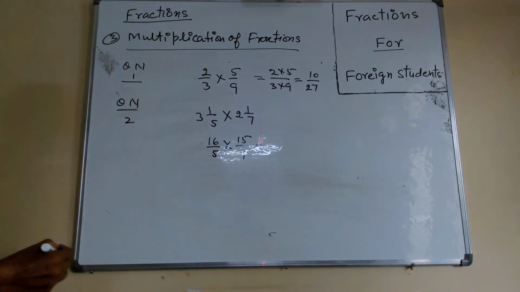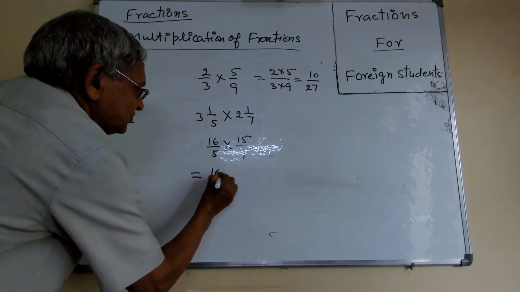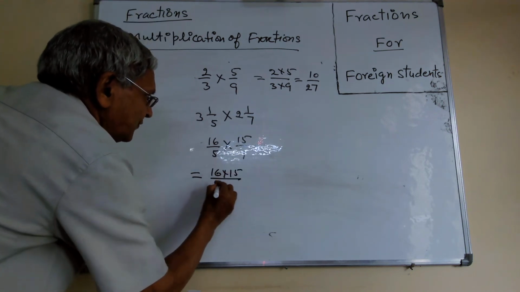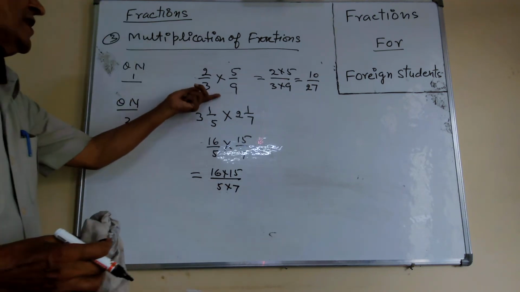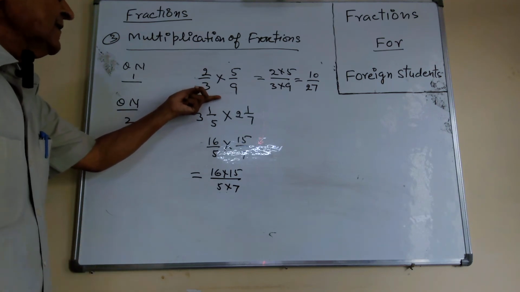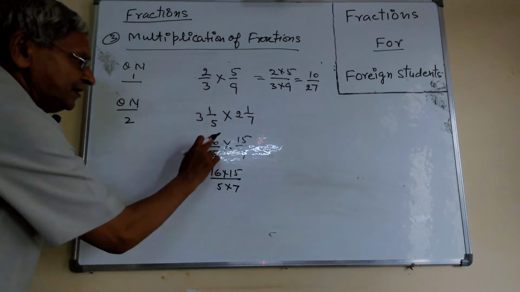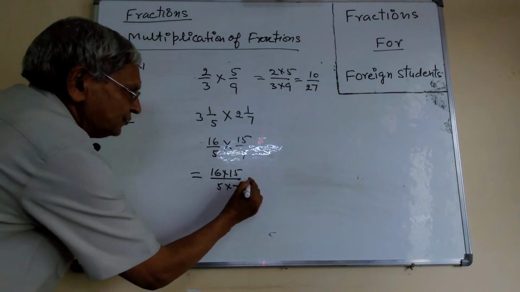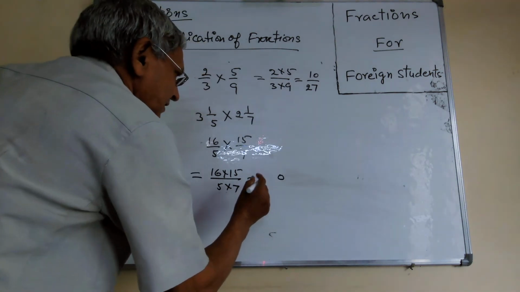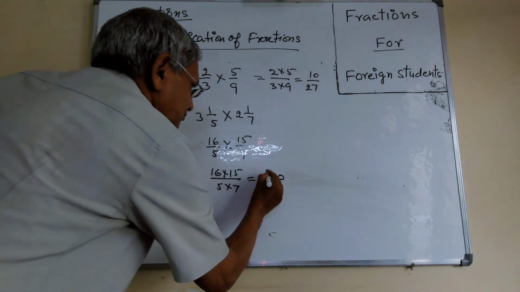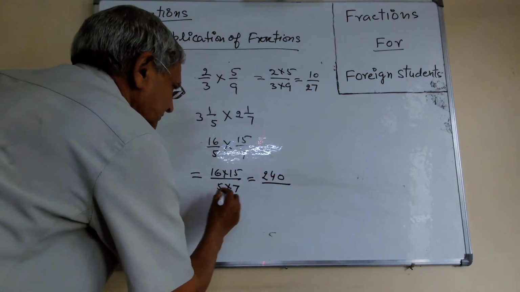Multiply these, because these fractions are in proper form. 16 into 15 upon 5 into 7. As in the first question, I have told you that in multiplication, you have to multiply numerator with the numerator, denominator with the denominator. Here 16 with 15 and 5 into 7. 16 into 16, 5 16s are 80, 16 1s are 16, 2 4 upon 5 7s are 35.